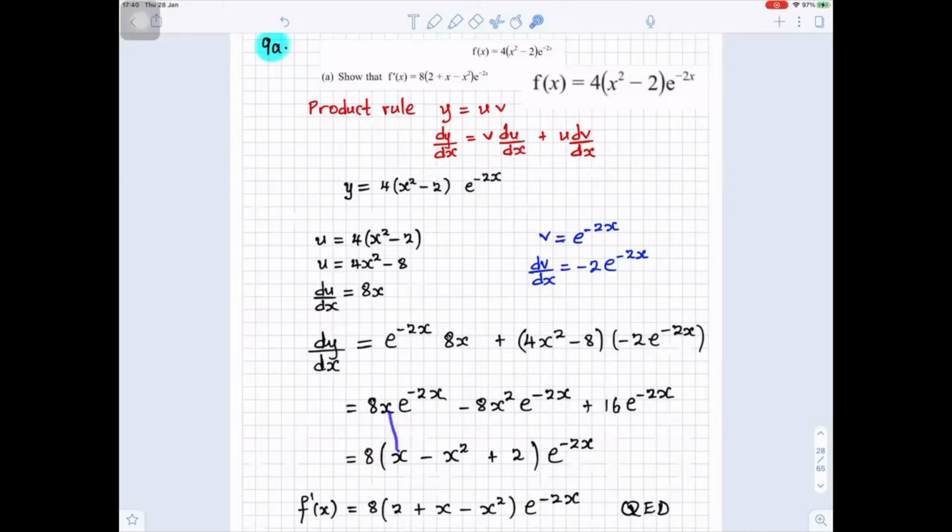Now you're left with x. There's e to the minus 2x, e to the minus 2x, e to the minus 2x, that comes out of the bracket. We put it in front, or you can put it behind, but we just want to do it the same as what they want in the question. So you end up with, and then you swap, the 2 can come at the front and this one goes in the middle. So you have f dash of x is 8(2 plus x minus x squared) times e to the minus 2x. And then QED. It's Latin, which means as required to show.